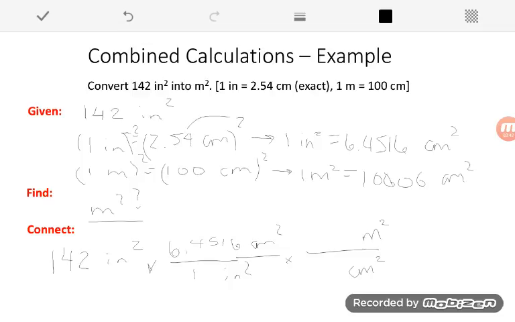So now I have the relationship between meter and centimeter. 1 meter squared is equal to 10,000, so we got 4 zeros there, square centimeters, or centimeters squared. And now we can see my inches squared will cancel. My centimeters squared will cancel, and I'll end up with the unit I want, which was meters squared. And now I'm going to do the math. Multiply everything on the top, divide by everything on the bottom, and I get 0.0916 square meters.